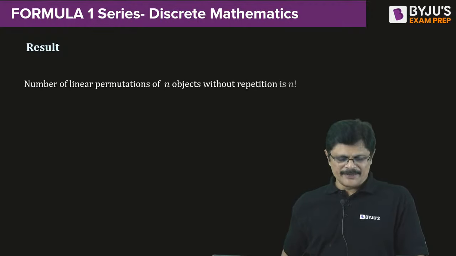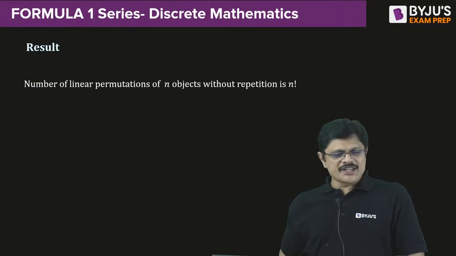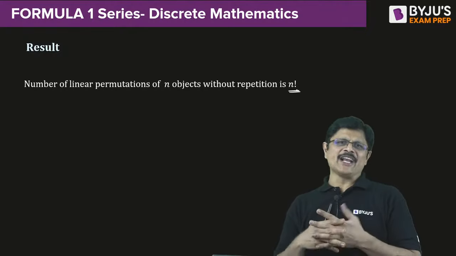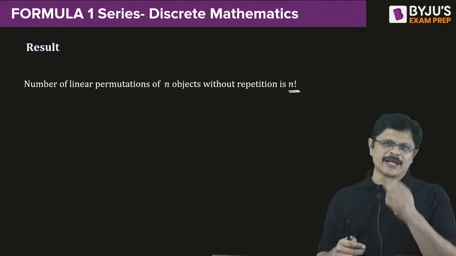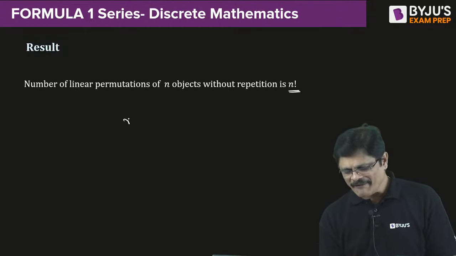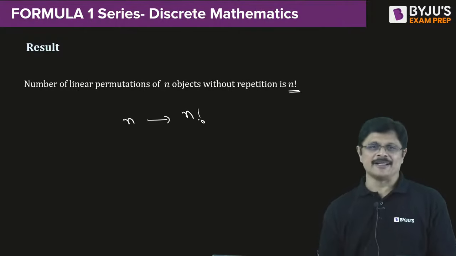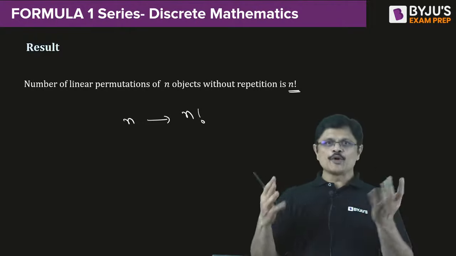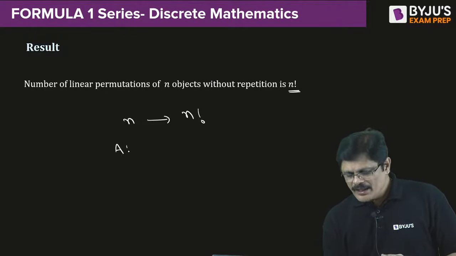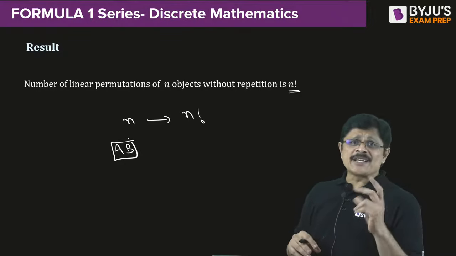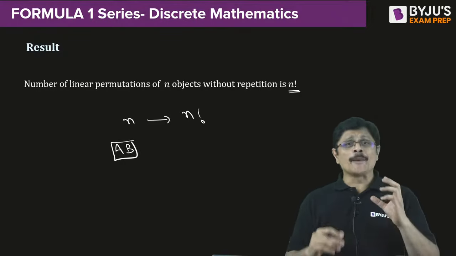Clear? Next one. The number of linear permutations of n objects is given by the formula n factorial. So if you want to arrange n objects in a line, how many ways can you arrange them? N factorial ways. Suppose I say I want to arrange n objects in a line in which two objects are always together.